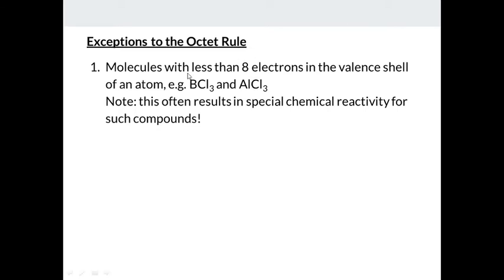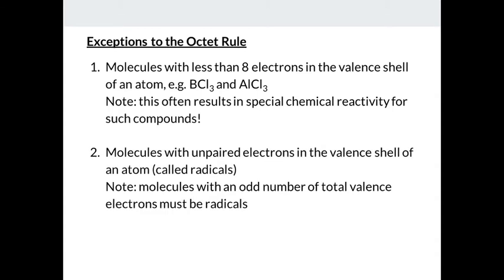So for example, for boron in BCl3, boron only has 3 valence electrons. Thus, there is no way it can form an octet because it can only form 3 covalent bonds with chlorine atoms. Same for AlCl3. However, this means that the boron atom in BCl3 has the possibility of fulfilling the octet rule by accepting a lone pair of electrons through the formation of a dative bond with another atom which has a lone pair of electrons that it can donate to form the dative bond. Thus, it can react with such molecules, for example, ammonia, to form an adduct.